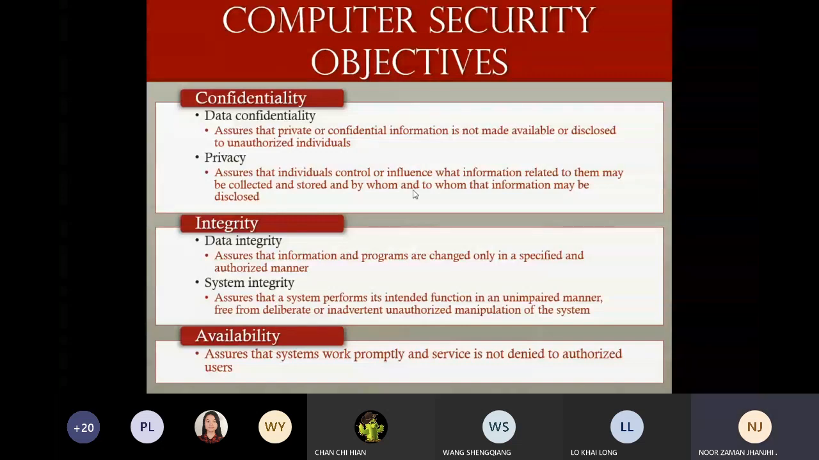Why are we discussing these pillars of the security concept? Because when we talk about security, it means we are supposed to consider all these points. That's why we are discussing this CIA concept.